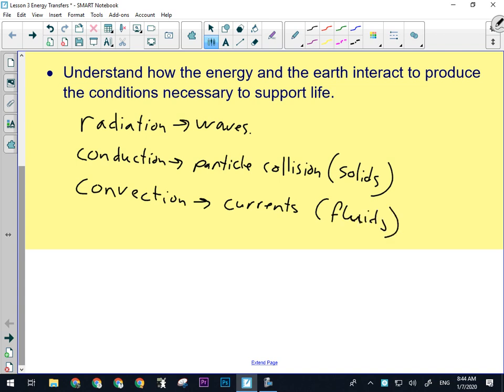For convection to occur, the particles in whatever the material is have to be able to move around each other. They can't do that in a solid, because in a solid the particles are really tight and packed. They can only vibrate back and forth. They can't move over each other. In a fluid they can. They can move past each other, which is why a fluid can flow and take the shape of its container. A current can get set up in a fluid. Now a fluid can be a liquid or a gas.